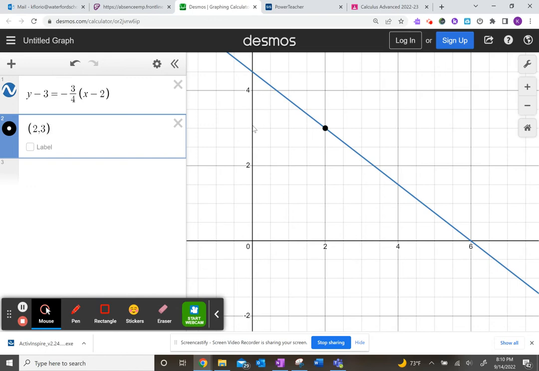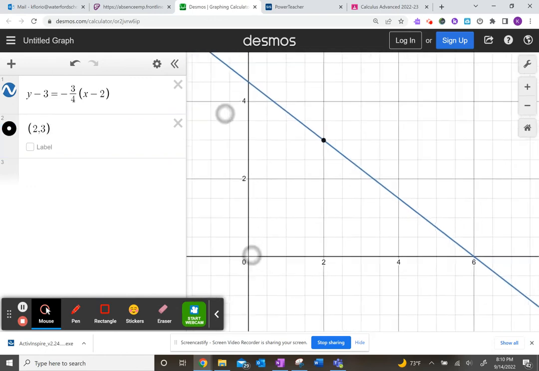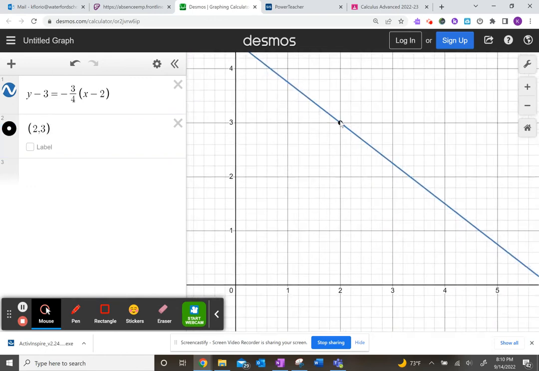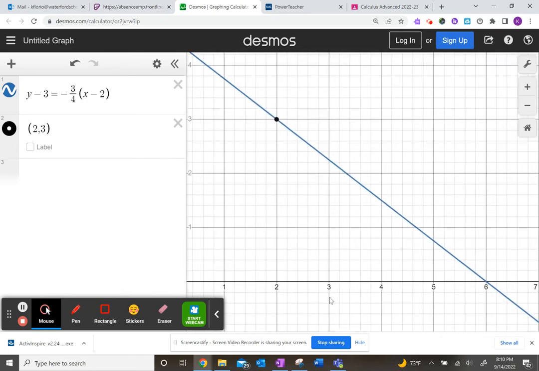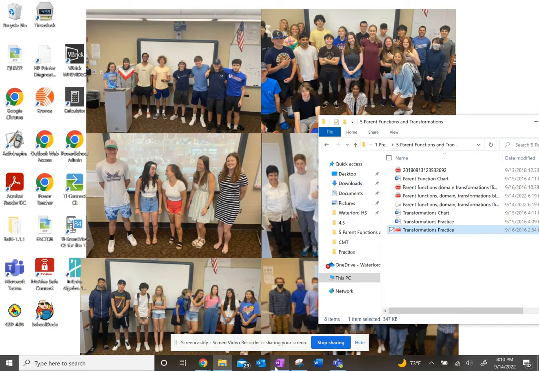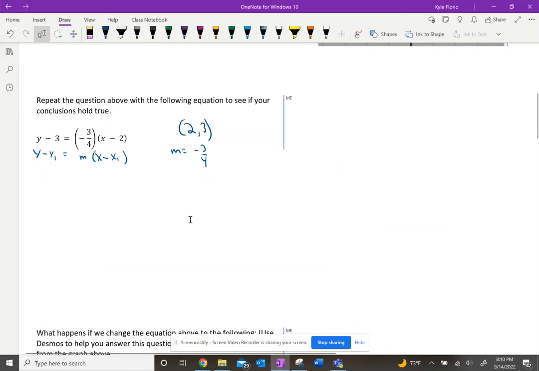So we're at 3, and we're going down to 0. So down 3. Then I'm going from 2 to 6, so I'm going over 4. So we do have 3 over 4, and it's going downhill, so it is negative. So it checks out. Does it hold true? Yes.